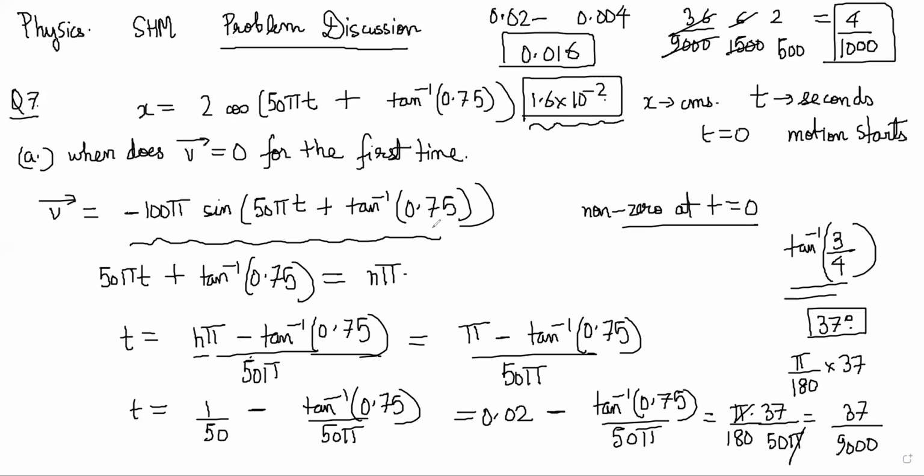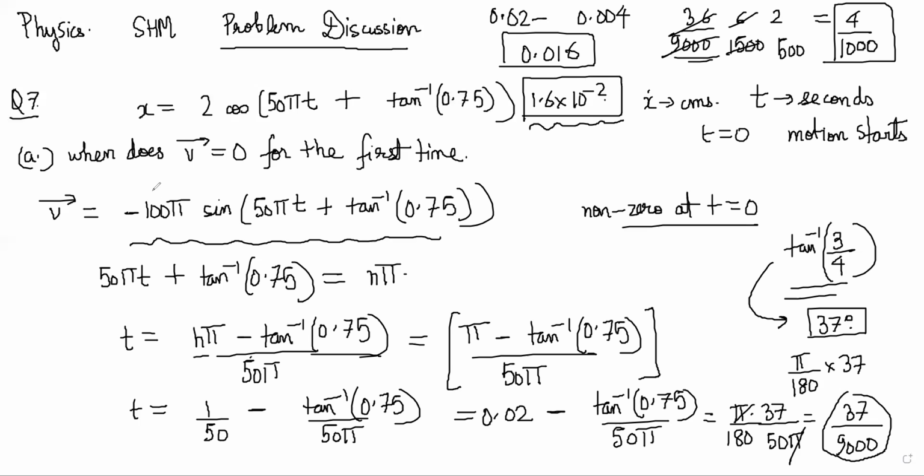So you understand how we have simplified. We have not used calculators. We have just done it by common sense only. First, we recognized that this is 37 degrees, and after that we expressed it in radians and simplified. To simplify this, I have assumed it is 36. Approximately, 36 by 9,000 is the same as 37 by 9,000.